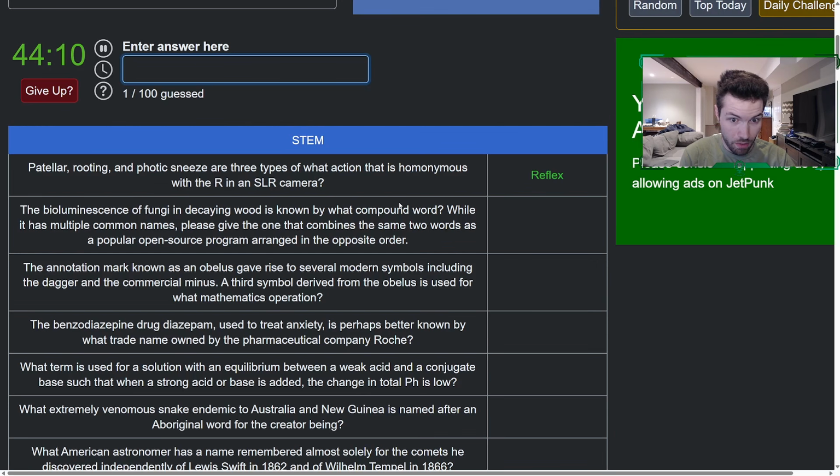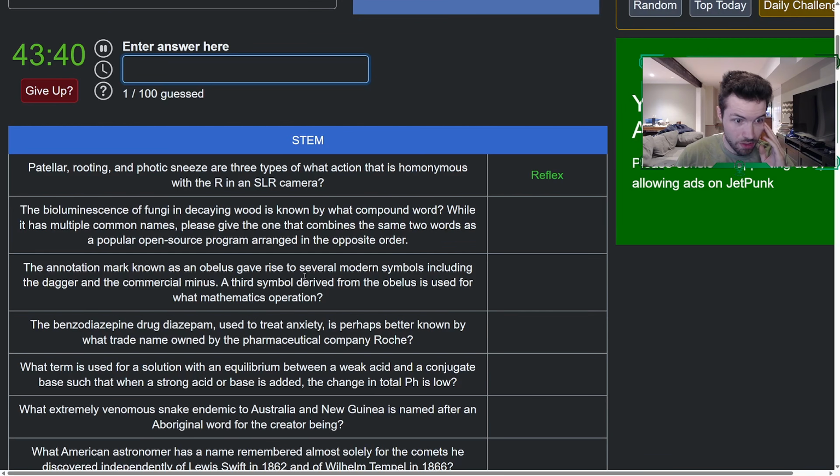Okay. Fungi and decaying wood. Open source program. Yikes, man. I mean, this is kind of vague. I don't know what it's going for here. I don't know what this is. Maybe I should, but this isn't coming to me at all.